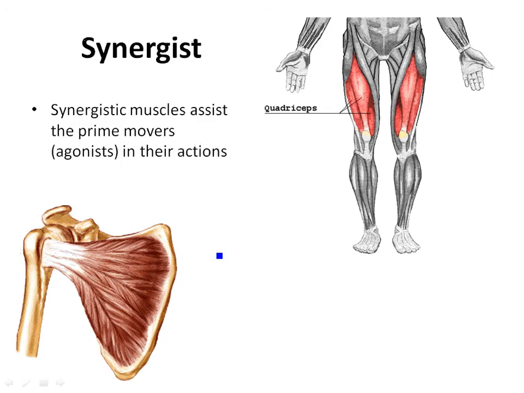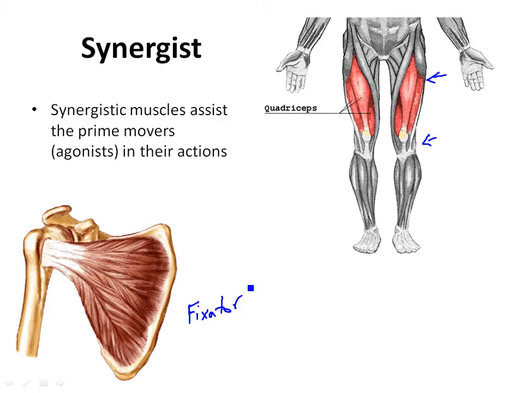Now, a synergist, these are types of muscles that work together, usually to do a common function. I've got the example here of the quadriceps muscles. These are 4 muscles that work together to extend the knee. They're going to be working here, from here to here, on your upper thigh, and they all work together to do a common purpose.